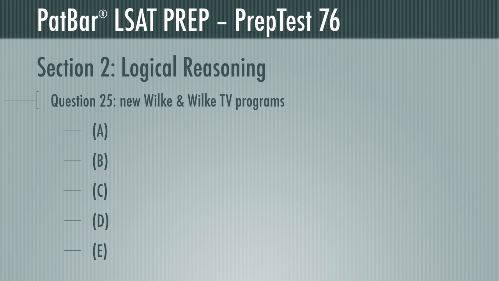Question 25 gives us the argument that most new TV programs produced by Wilkie and Wilkie will be canceled because most of their new programming last season was canceled and all of its new shows this season are police dramas, which haven't done well in recent years. You need to find the response that most strengthens this argument. This question is a good example of not reading into the equation more than you're given.